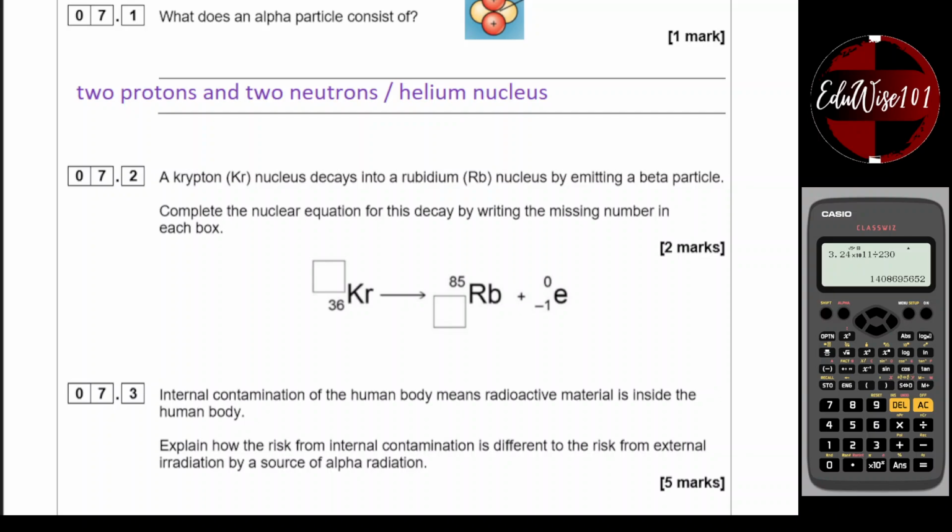7.2. A krypton nucleus decays into a rubidium nucleus by emitting a beta particle. Complete the nuclear equation for this decay by writing the missing number in each box. Now, nuclear decay equations are very similar to balancing equations in chemistry. Here, the mass number, which is on the top, is the atomic mass number.